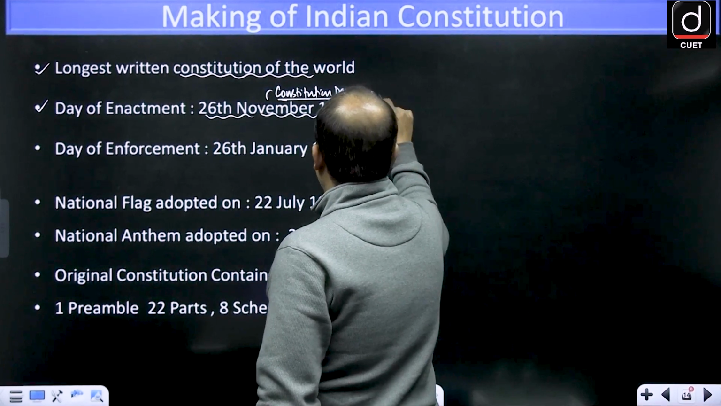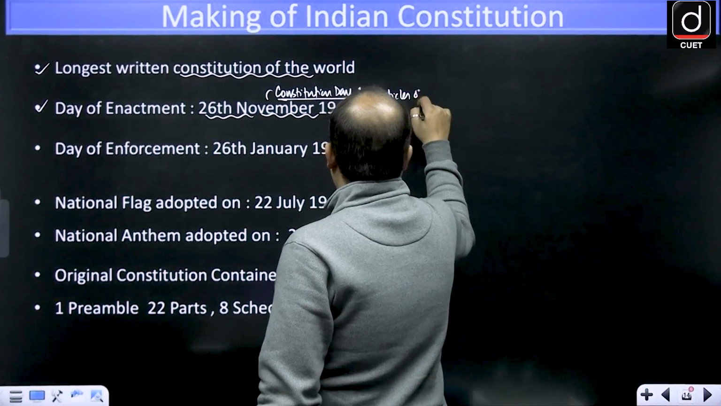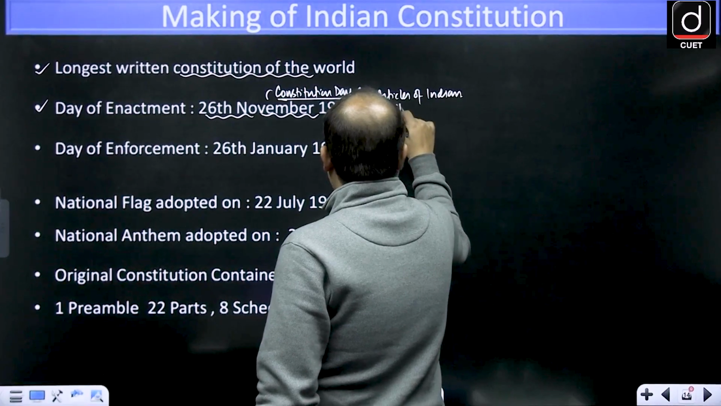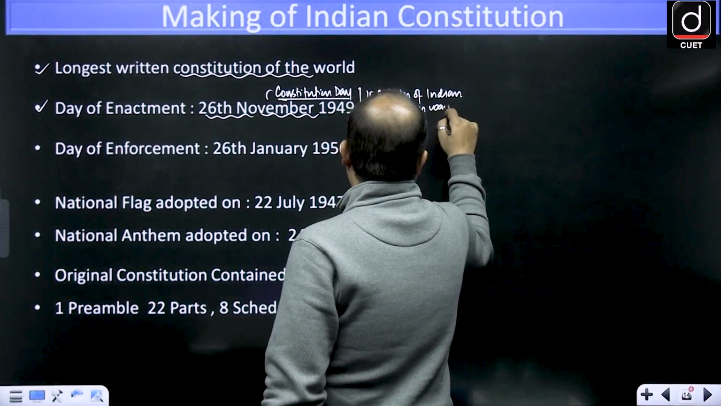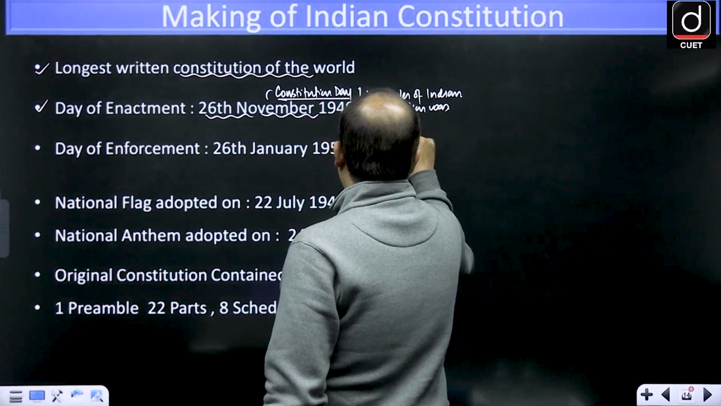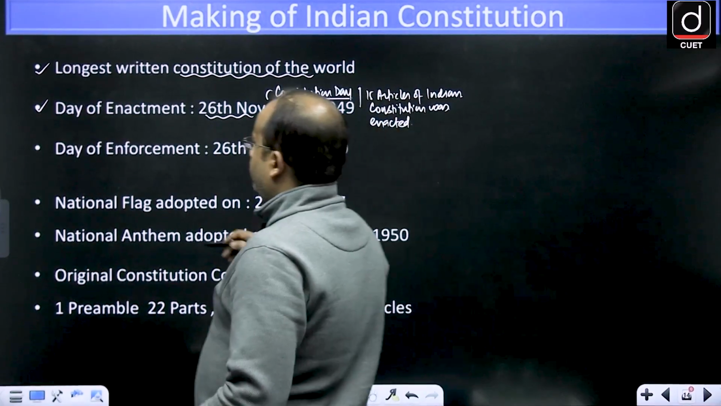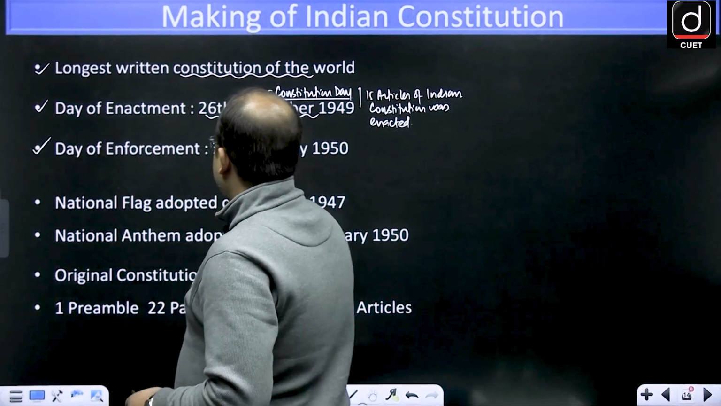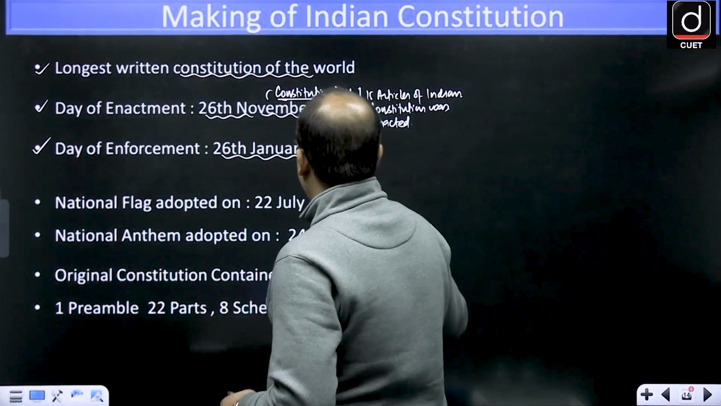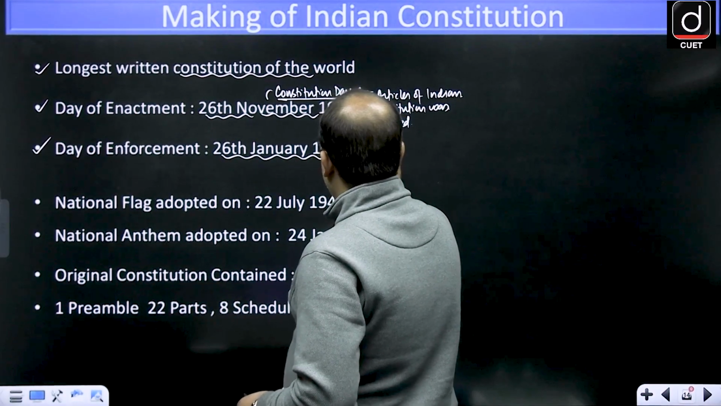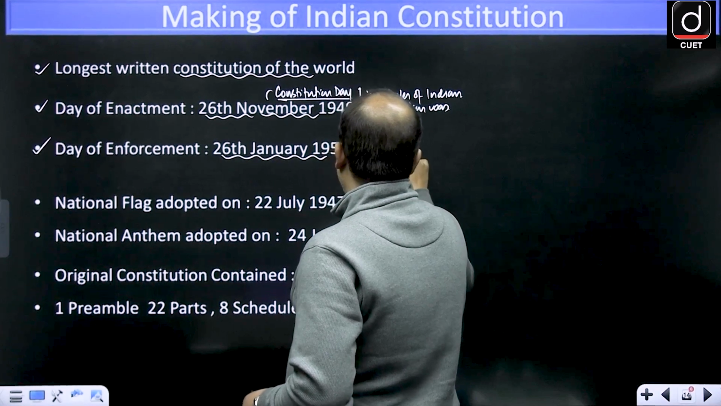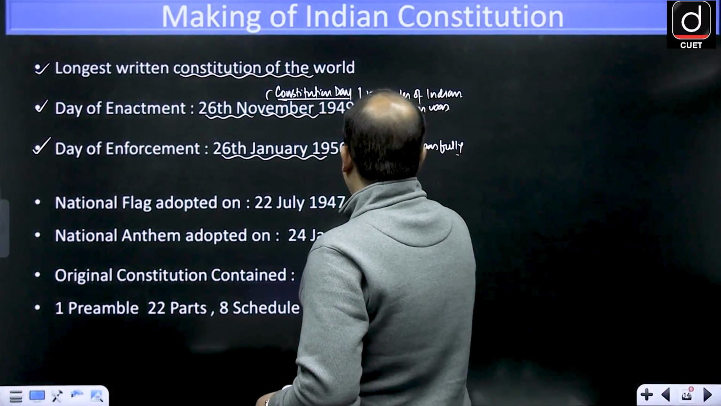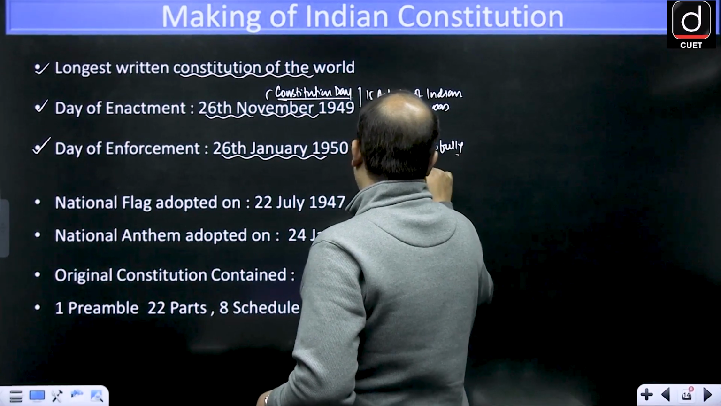So 15 articles of the Indian Constitution were enacted, and the day of enforcement was 26 January 1950, because the constitution was fully enforced in India.